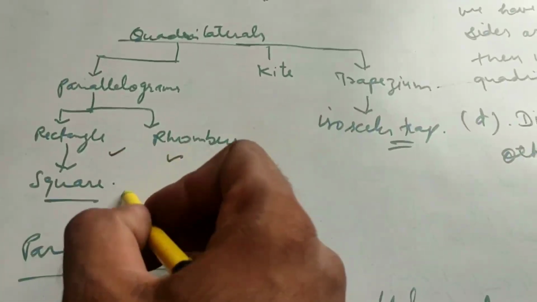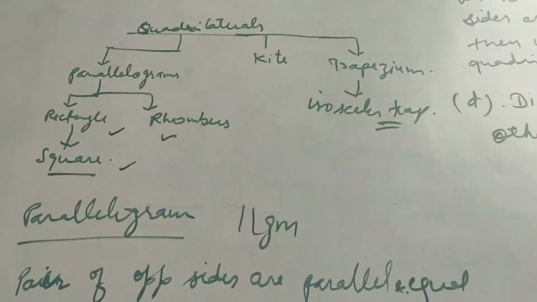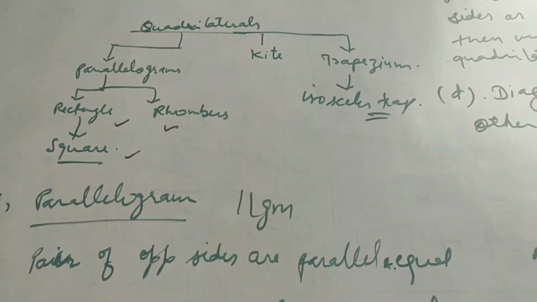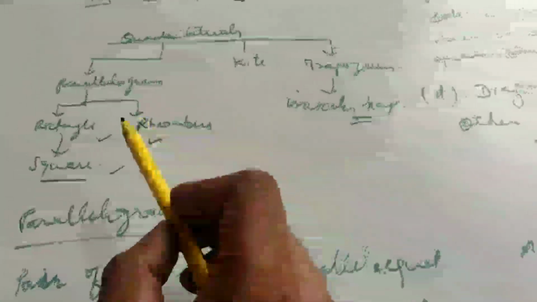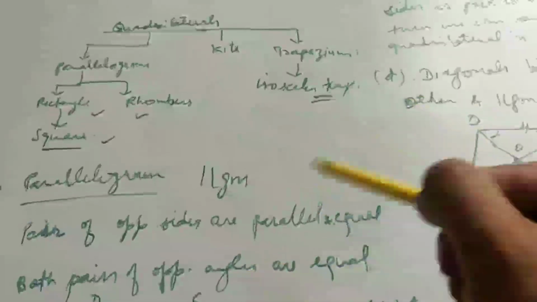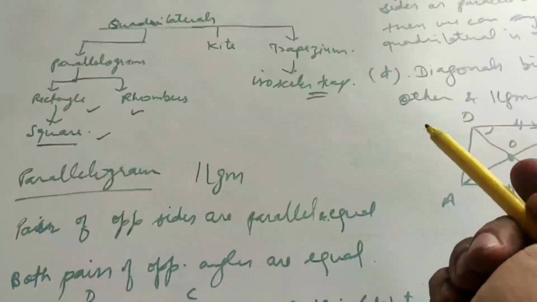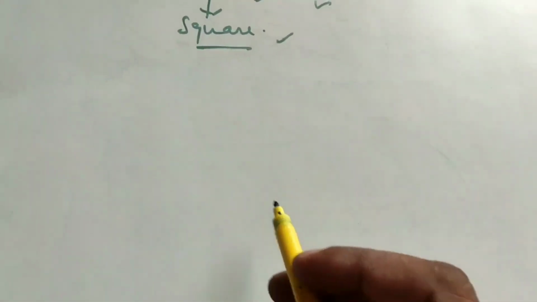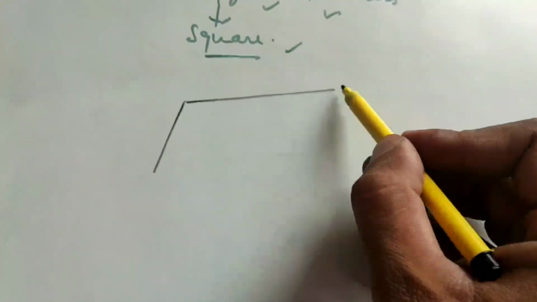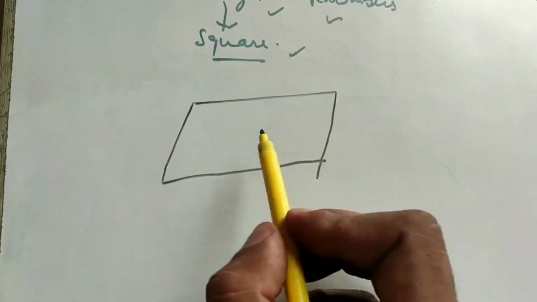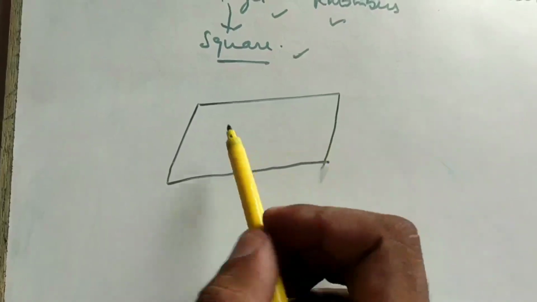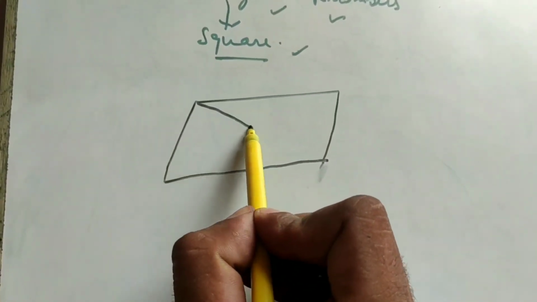Now we know that rectangle, rhombus and square are all special types of parallelogram. So all these three figures will have these properties, plus some additional properties. In case of a parallelogram, the diagonal divides it into two congruent triangles. Suppose this is the diagonal.